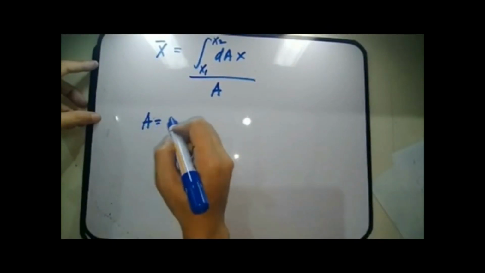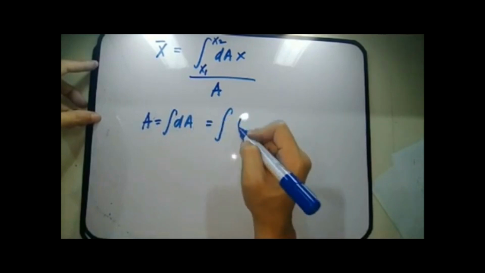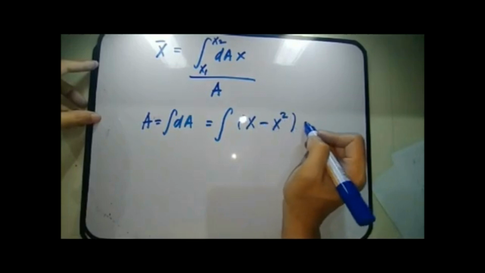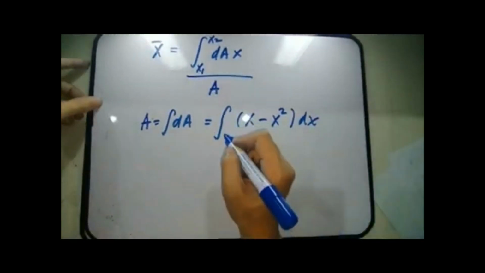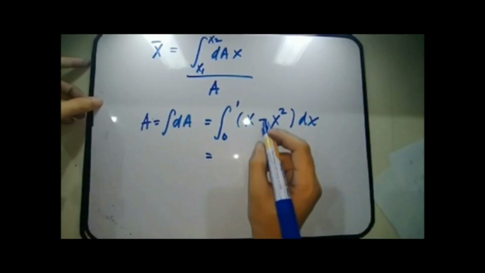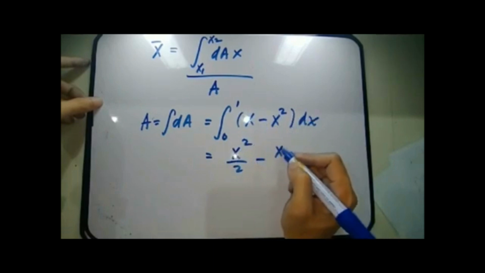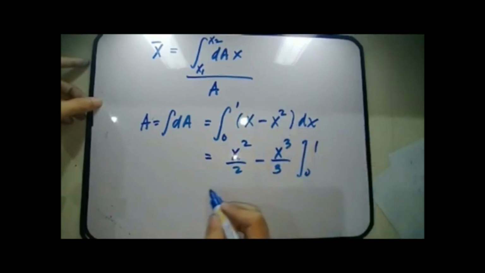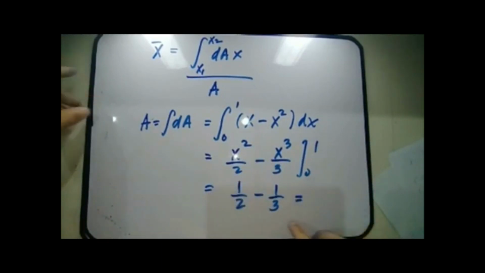So A will be the definite integral of dA. So we have here x minus x squared differential of x from limit natin 0 to 1. We have here power formula. So x squared all over 2 minus x cubed all over 3 from 0 to 1. This is 1/2 minus 1/3. So input natin guys yung limit. So this will be 1/6. So 1/6 yung area. 1/6 square units.